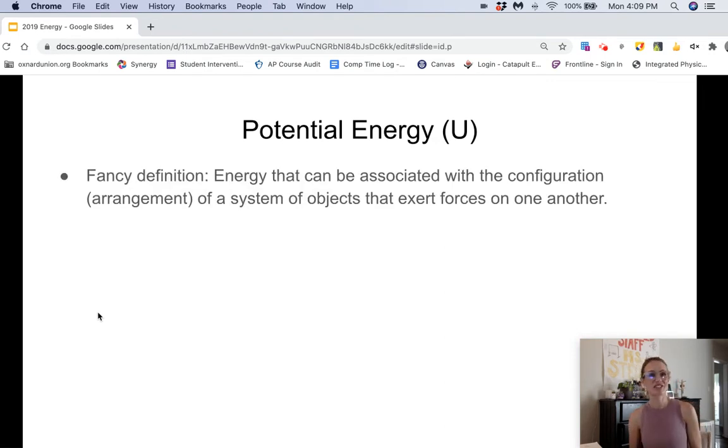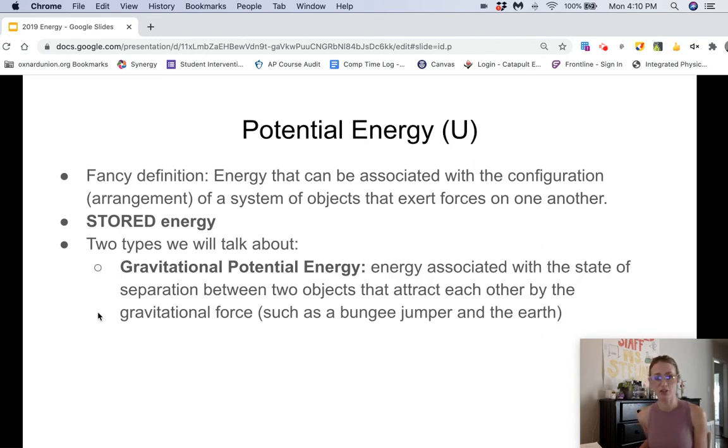Now the fancy definition for potential energy is energy that can be associated with the configuration or arrangement of a system of objects that exerts forces on one another. That's a mouthful. The easy definition is that potential energy is just stored energy, stored by virtue of position. We have two types that we're going to talk about. Gravitational potential energy is the energy associated with the state of separation between two objects that attract each other by the gravitational force.